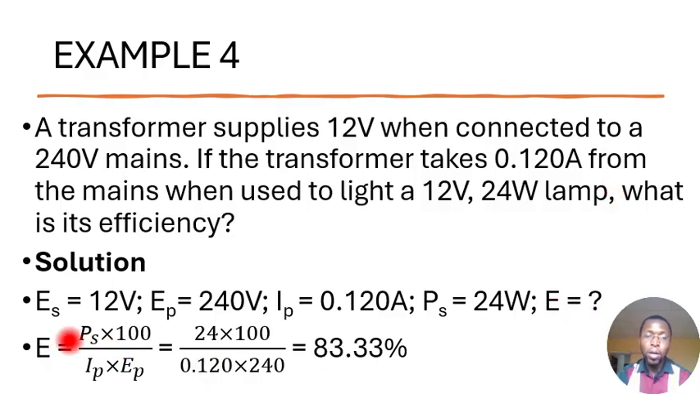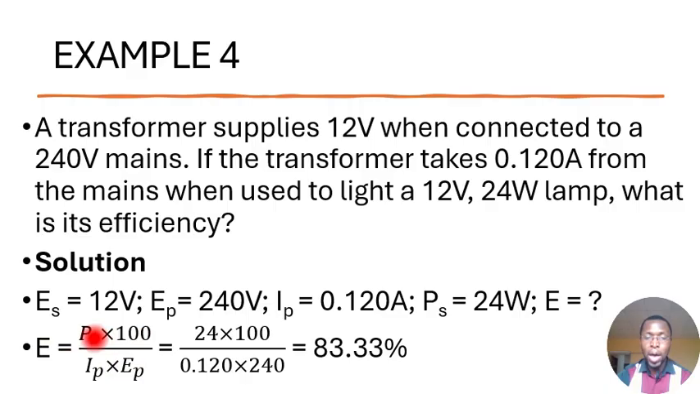Now using the formula, the original formula for efficiency is output power over input power multiplied by 100. Now our output power here is taken to be secondary power, while our input power is taken to be primary power, or primary circuit power. So in this case we have our efficiency to be secondary power, which is PS, all over primary power, which is PP. But PP now is the product of IP and EP, right? So secondary power over primary power times 100.